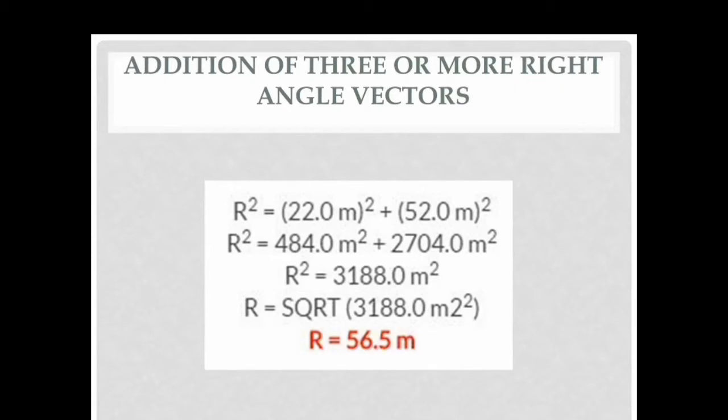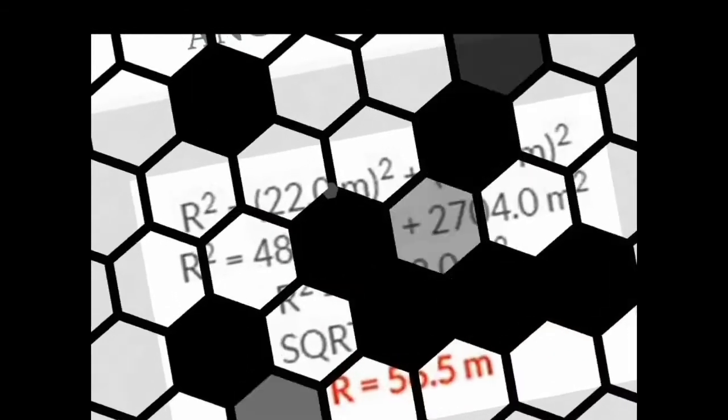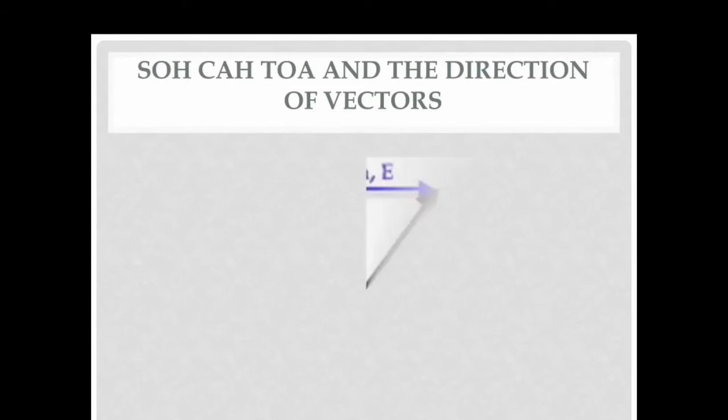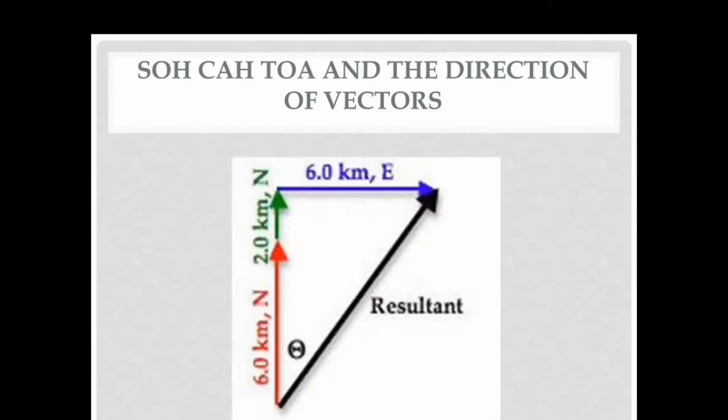As can be seen in the example, the resultant of the addition of 3 or more right angle vectors can be easily determined using the Pythagorean theorem. Doing so involves adding the vectors in a different order. Now, I'm going to show you how to use SOHCAHTOA to determine the direction of vectors.